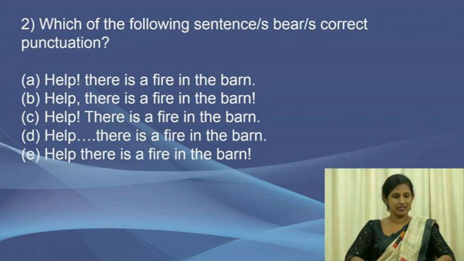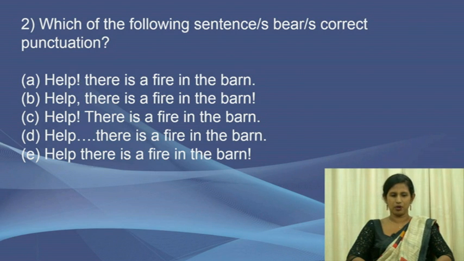Moving on to C. Okay, you have the exclamation mark right after the word help. Yes, you can use the exclamation mark like that, because when you shout out help or fire, you should have an exclamation mark there. So that's correct. And there is a fire in the barn, a complete new sentence starting with a capital, which is of course correct. Let's go to option D, help.